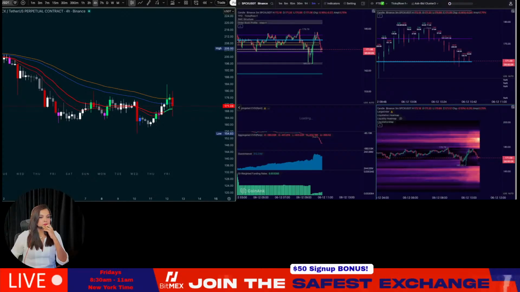So something has changed. I don't know what has changed, but let's say, for example, we have a swing failure pattern. We have one swing high over here. Where's my brush?